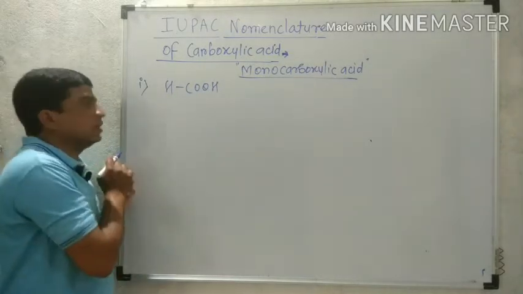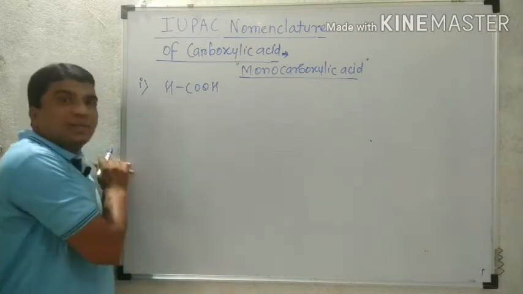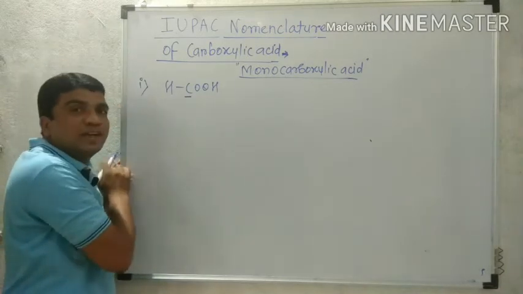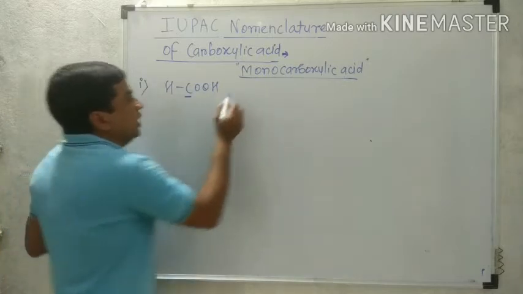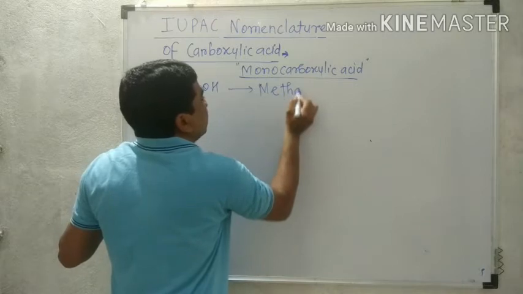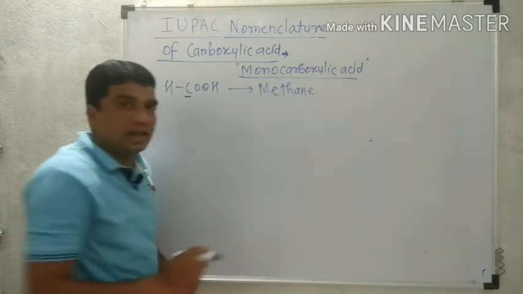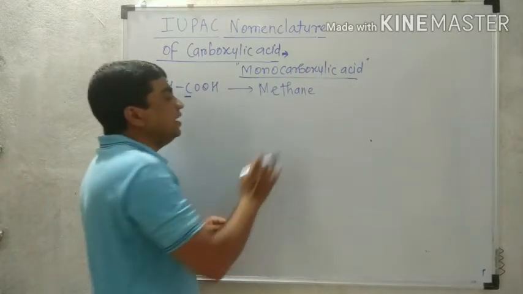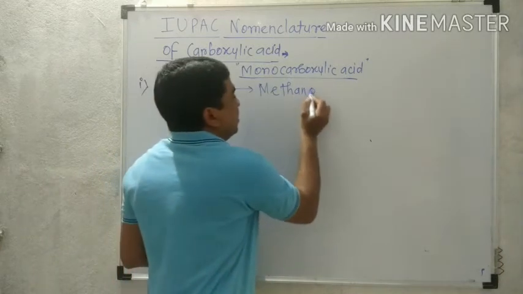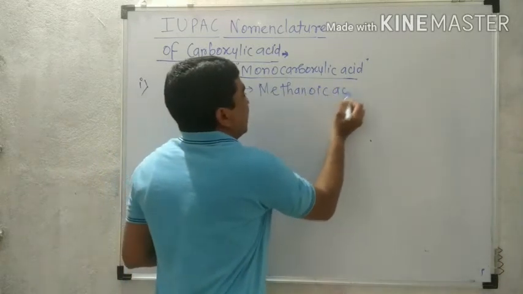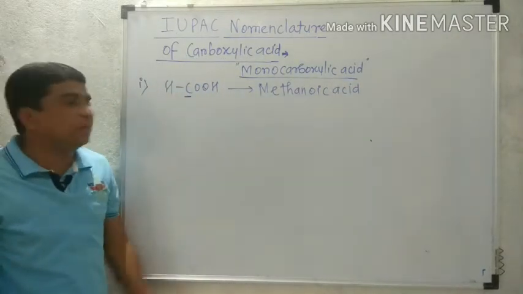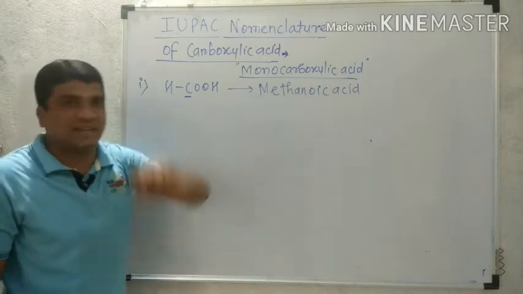For this structure, how many carbons does it contain? Only one, that of the COOH. Therefore, it is the derivative of methane. From the rule, the ending E of the corresponding alkane is replaced by the suffix OIC acid. So what is the IUPAC name of HCOOH? Methanoic acid.